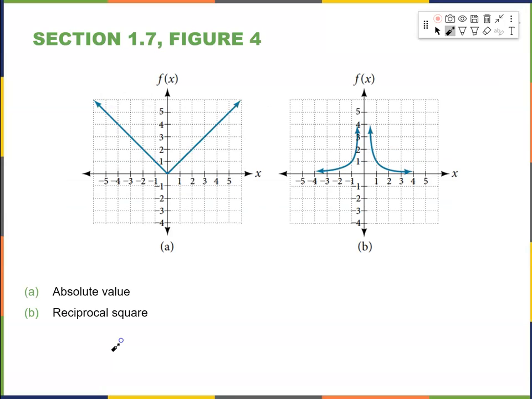And these two are actually not one-to-one, the absolute value and the reciprocal square, and that is by using the horizontal line test. So for the horizontal line test, if you draw a horizontal line here, as you can see, there are 2 points on the graph and the horizontal line.